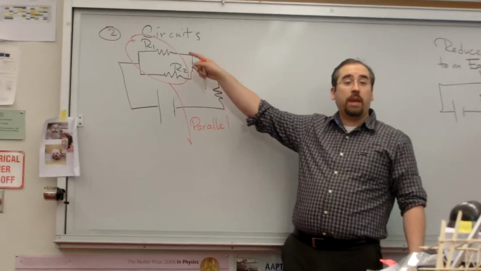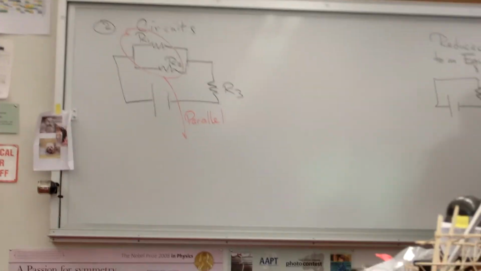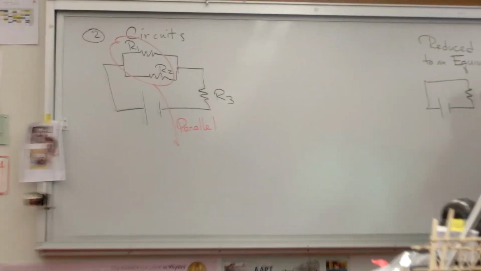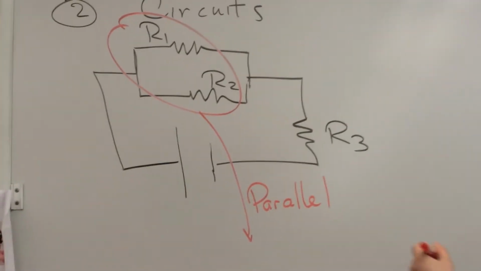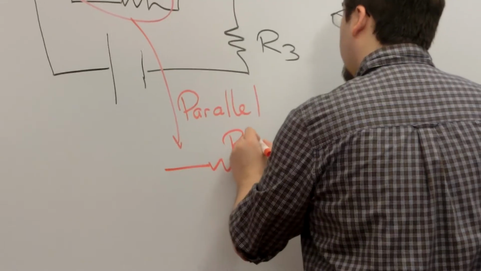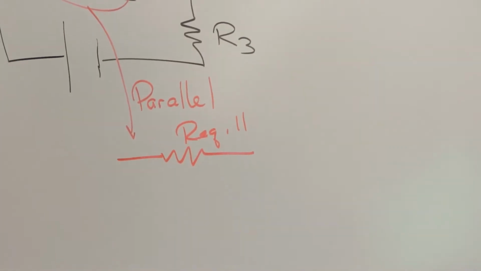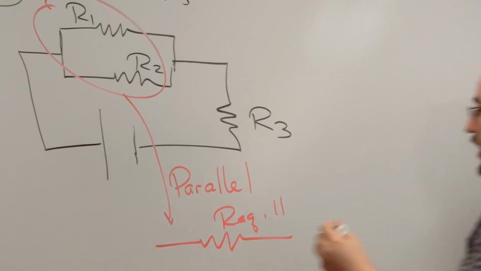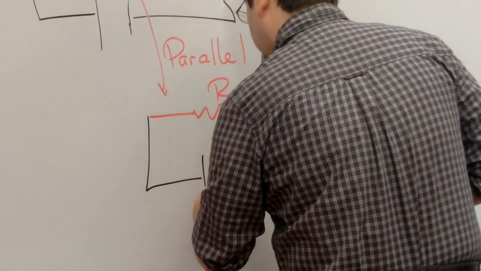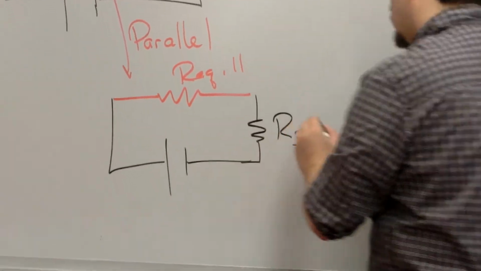These two are definitely in parallel, but neither of them is really in series with R1 or R3 separately, but together they will have some R equivalent, which we'll call R equivalent parallel. And so our new circuit will look like this. All right.